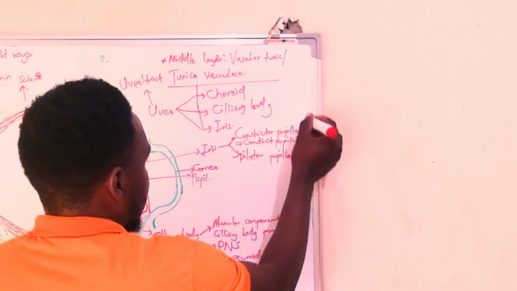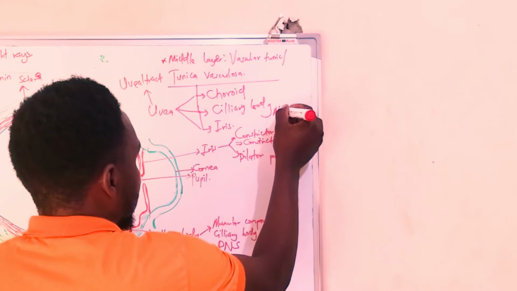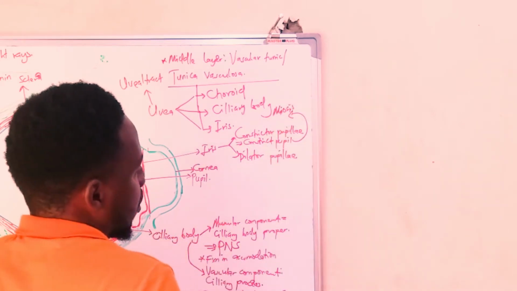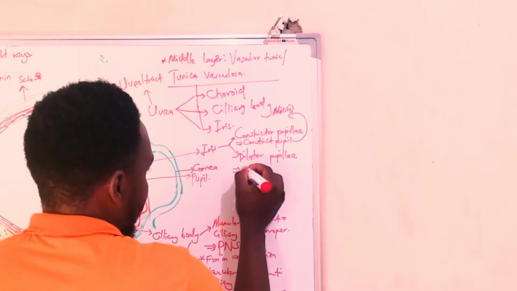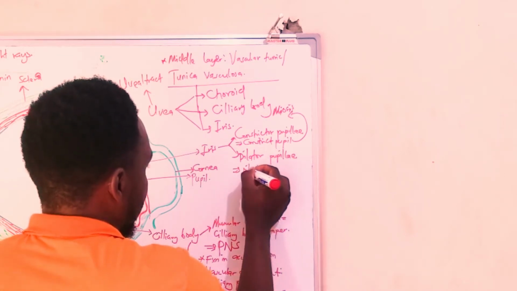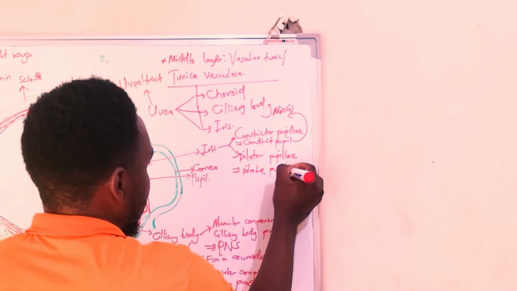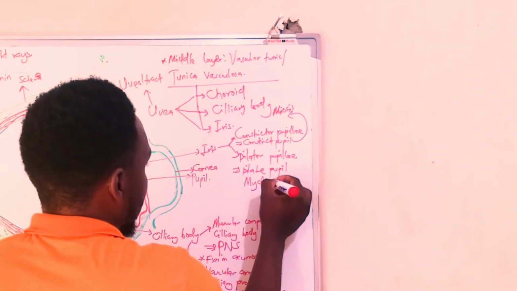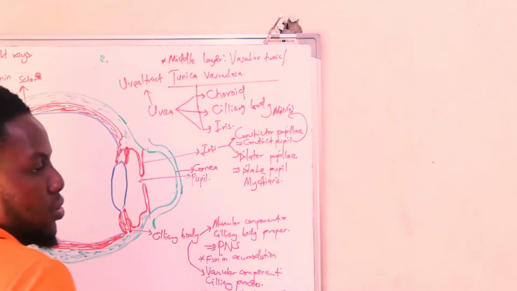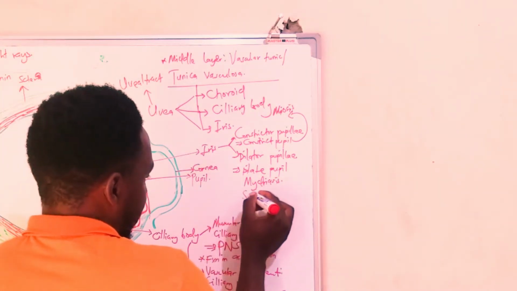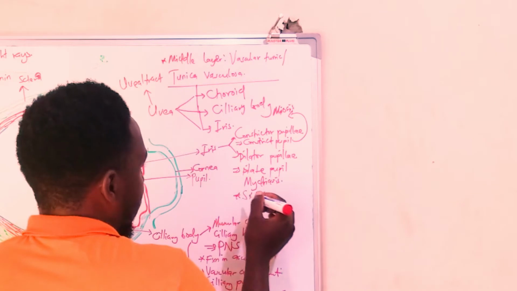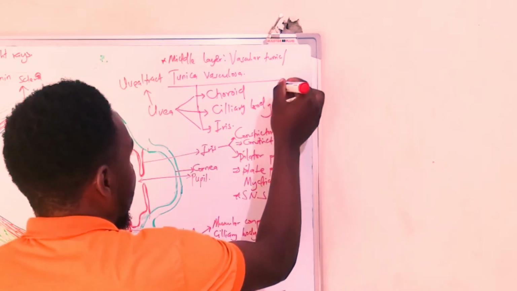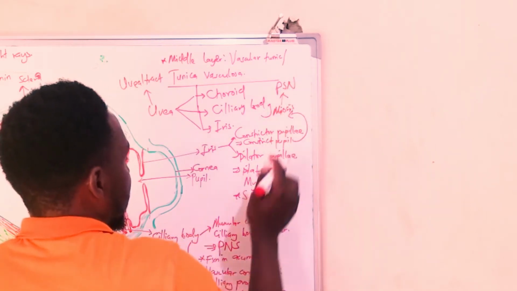This process is known as miosis. Then the dilator pupillae will dilate the pupil. You can tell even from the name. It's known as mydriasis. Mydriasis is due to the sympathetic nervous system, while miosis is due to the parasympathetic nervous system.